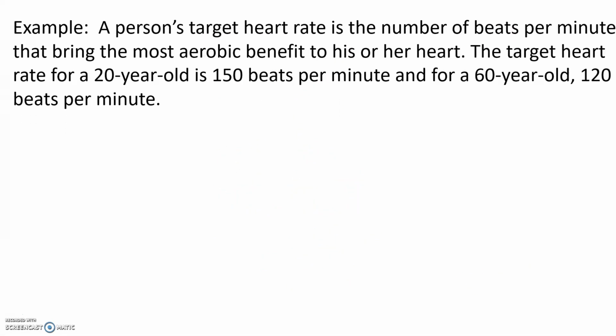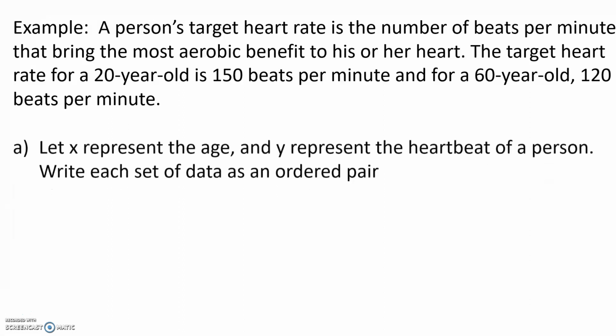Let's do one more problem. A person's target heart rate is a number of beats per minute that brings the most aerobic benefit to his or her heart. The target heart rate for a 20-year-old is 150 beats per minute, and for a 60-year-old, 120 beats per minute. Let X represent age and Y represent the heartbeat of a person. Write each set of data as an ordered pair.